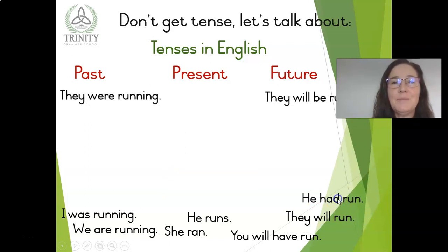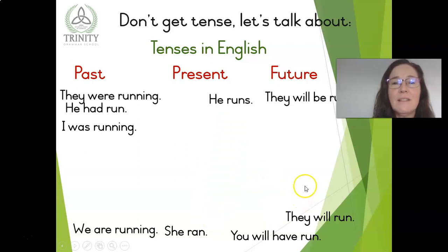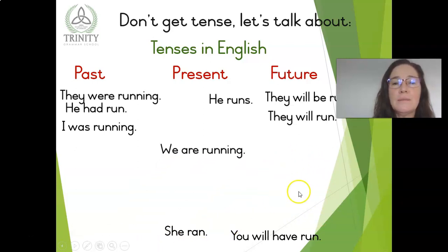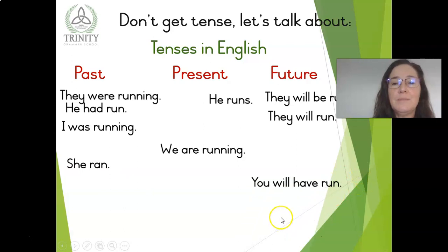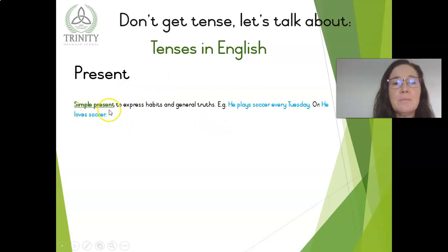He had run. I was running. Yep, under the past tense. He runs. That will be present. They will run. Future. We are running. Yes, present as well. She ran. Past tense. You will have run. Future.